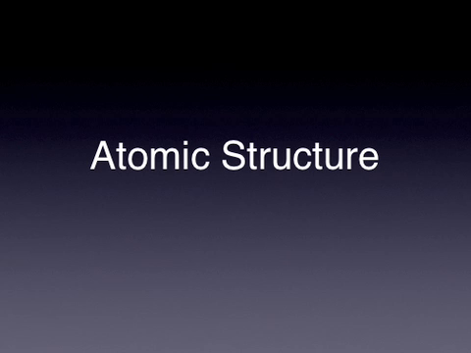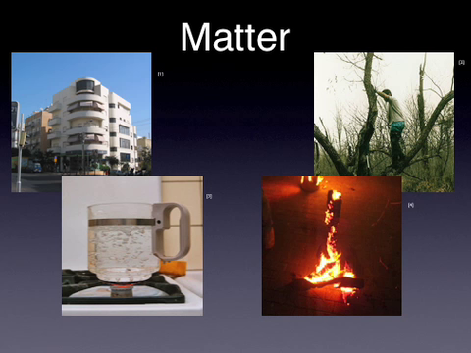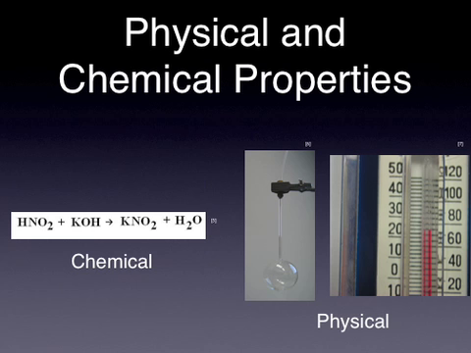Atomic structure. In order to understand atomic structure, we must start with a definition of matter. Matter refers to the physical substances that we experience through our senses. Most matter can be felt and seen. Some types of matter have odor or taste, and some can be heard. Our senses can distinguish matter because it has physical and chemical properties.